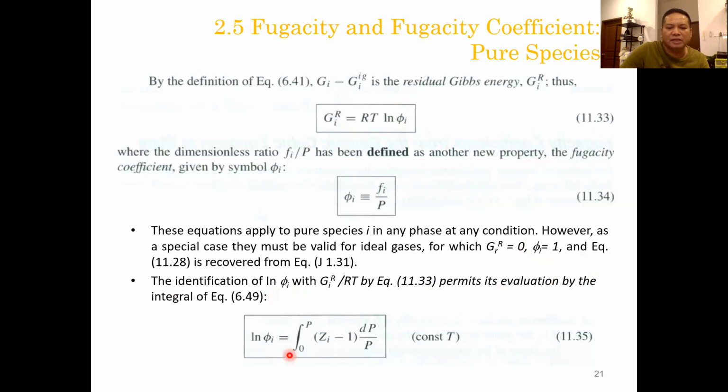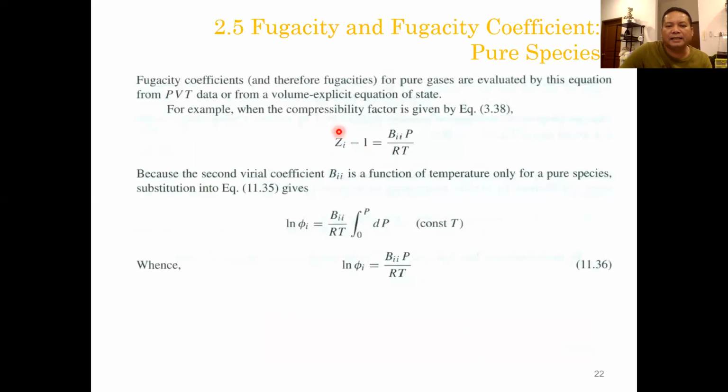I think we have seen this before. And then for Z, the compressibility factor, it depends on the second virial equation, B_ii here, I get P, and then we get this. So you can see how we can relate certain properties, and combine them with the other equations that we know to form a new equation here.